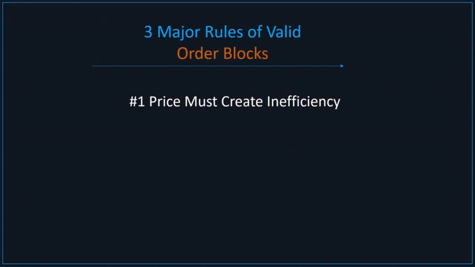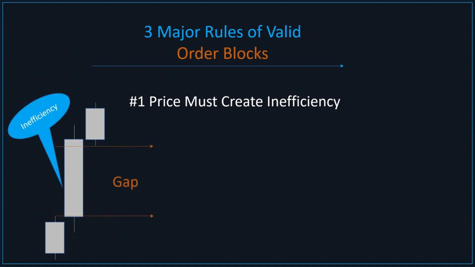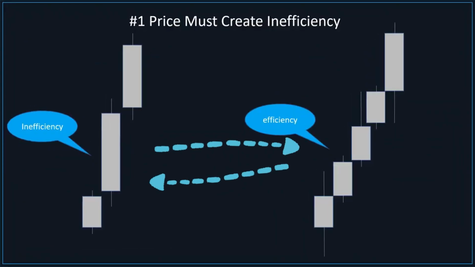Inefficiency happens when there's a gap in the market. Picture this, it's like skipping a step while running upstairs, you leave a blank space. In this example, notice the gap between candlesticks. That's inefficiency. Now, compare it with efficiency, where the candlesticks neatly overlap, filling in all the gaps. Think of inefficiency as a treasure map. X marks the spot where the gold is buried.